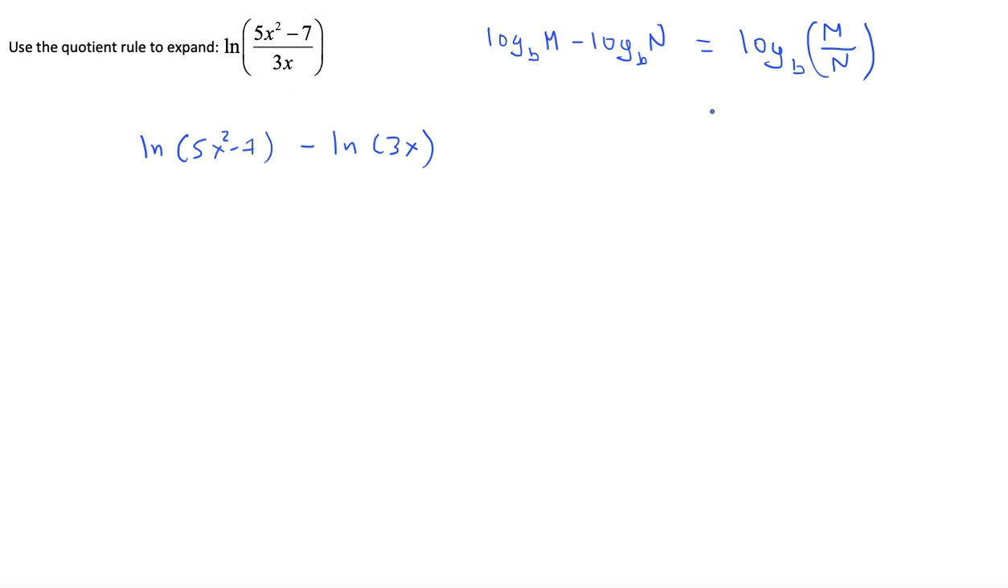Now remember, we can go both ways. We can combine logs into a single log using the rule, in this case the quotient rule, or we can expand. We can go from a single log and expand that, in this case, into the different logs.